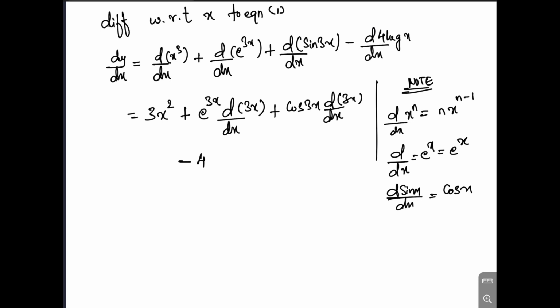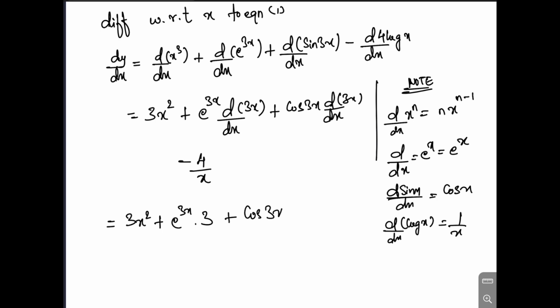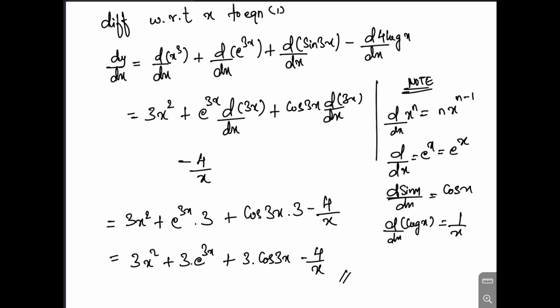Minus 4 as a constant. Differentiation of log x equals 1 by x. So this will be 4 by x. 3x square plus e raised to 3x, differentiation of 3x is 3, plus cos 3x, differentiation of 3x is 3, minus 4 divided by x. So finally we'll get 3x square plus 3 into e raised to 3x plus 3 into cos 3x minus 4 divided by x. This is our final answer.